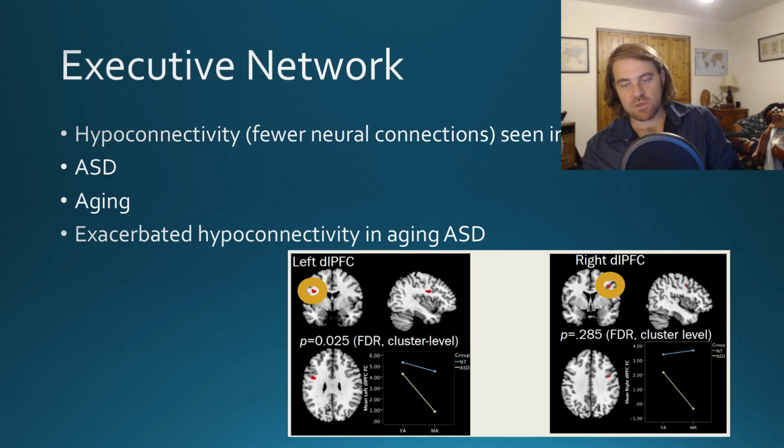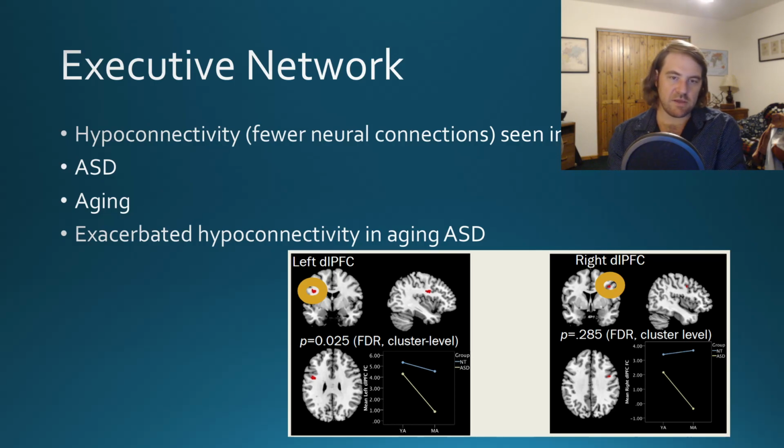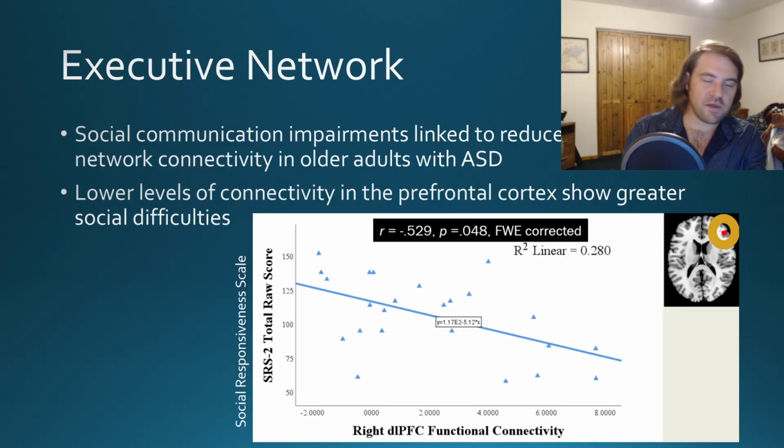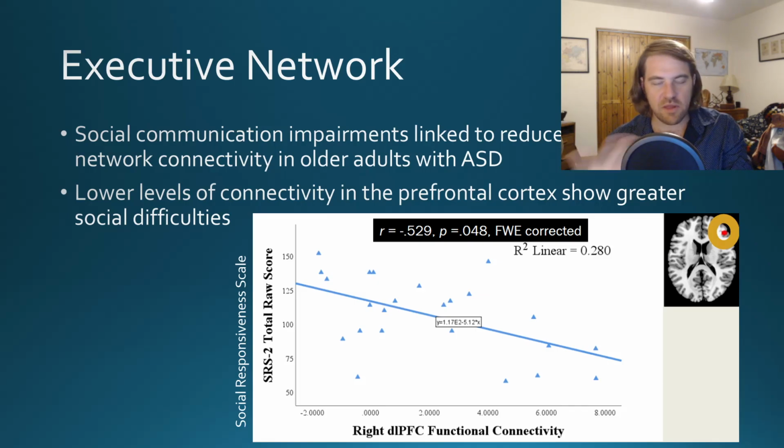On the right, we see the same thing for the right dorsolateral prefrontal cortex. Again, not really any change for neurotypicals, and the same sort of decline for people with ASD. Essentially, what I'm saying here is this last point on the slide, which is you have exacerbated hypoconnectivity in people with ASD who are aging. You see hypoconnectivity with ASD and aging, and you see it doubly so in people who are aging and have ASD. This is another slide essentially showing exactly the same thing. Lower levels of connectivity in the prefrontal cortex correlated with greater social difficulties.